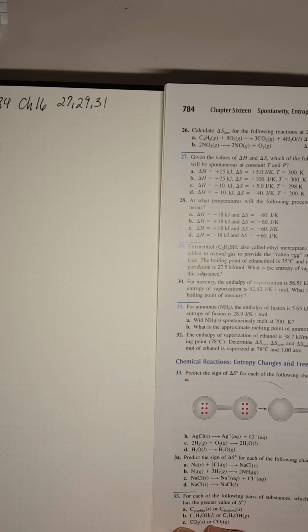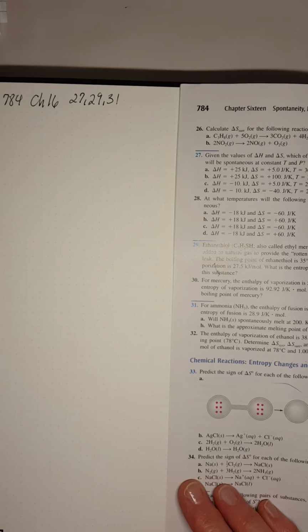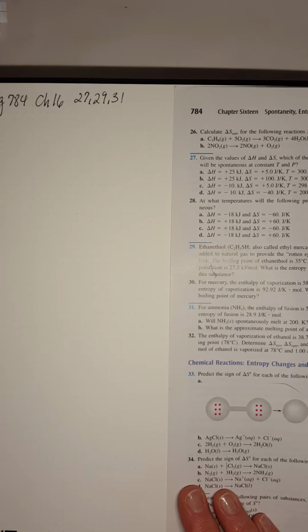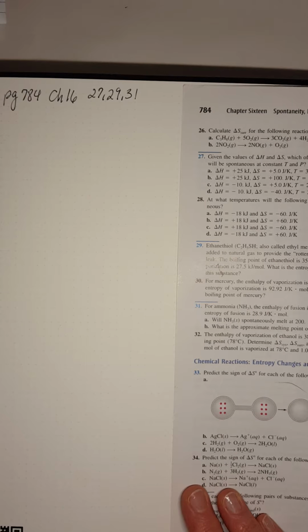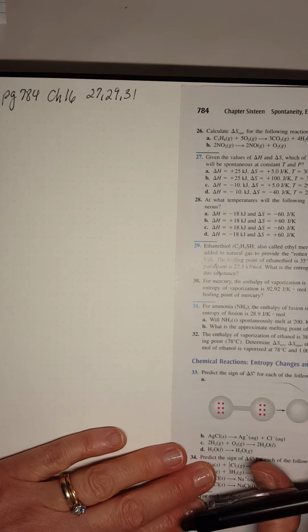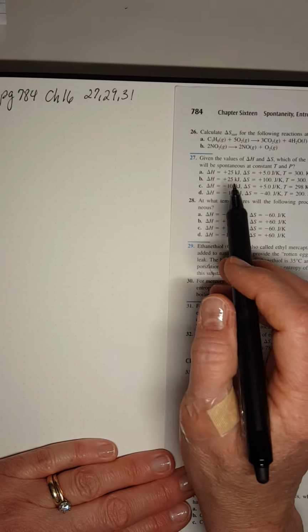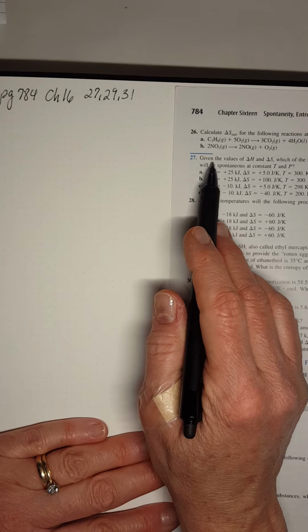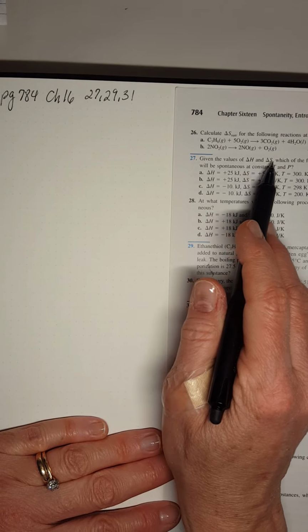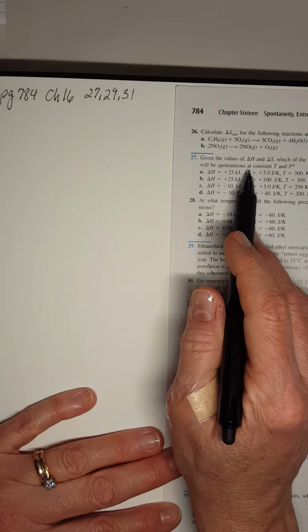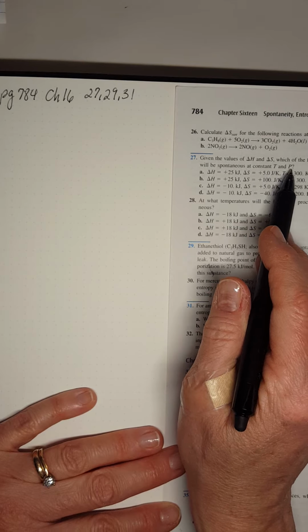In this video, we're going to go over numbers 27, 29, and 31 in chapter 16 in the thermodynamic chapter. So I'll try to have the book sheet here for a minute, and then we'll work the problem. So 27 says, given the values of delta H and delta S, which of the following changes will be spontaneous at constant temperature and pressure?